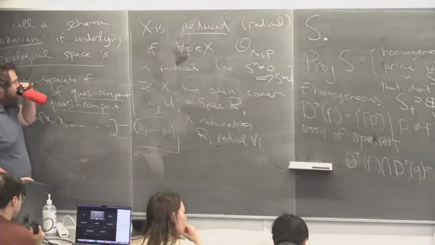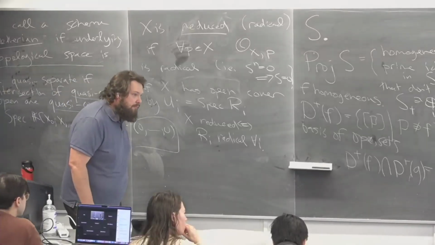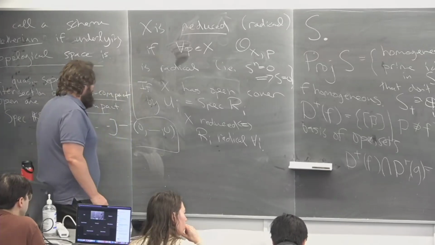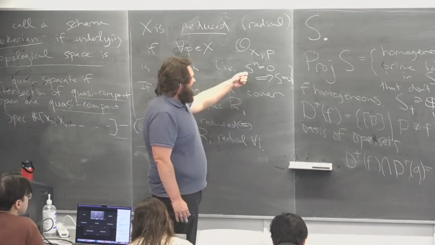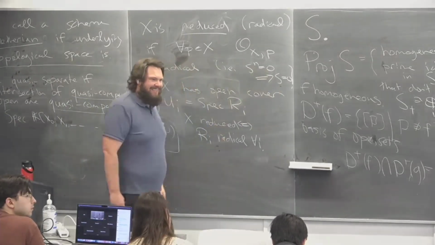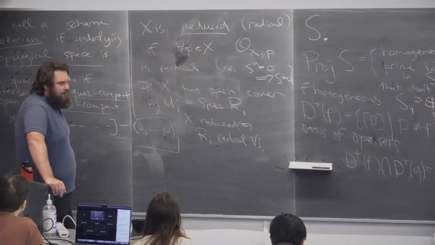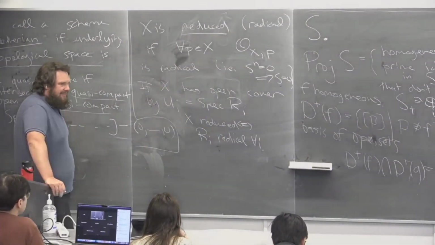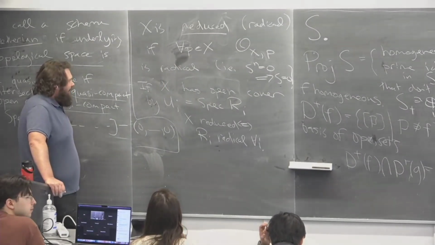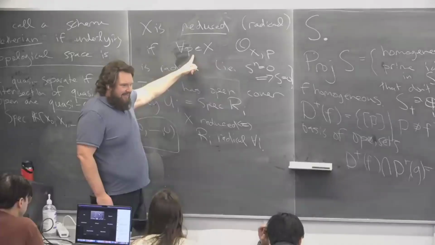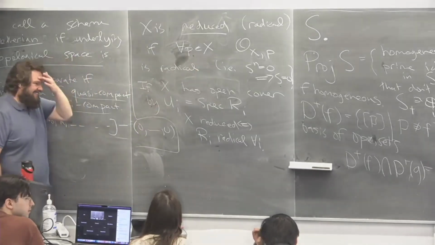All right, cool. Yes, because any power of something being zero implies that thing is zero. I mean, the spec of the zero ring is nothing, right? It's the empty set. So I am comfortable saying that the empty set is reduced, right? Because this is a condition about every point in the scheme. So it's trivially satisfied by the empty set.